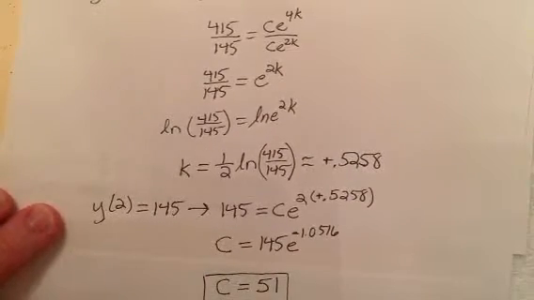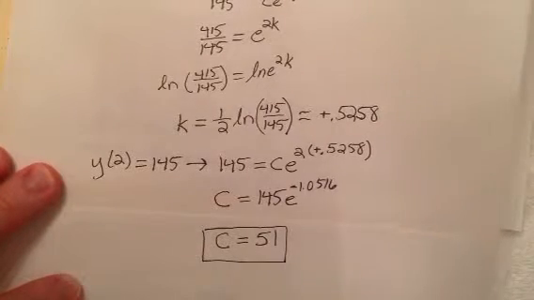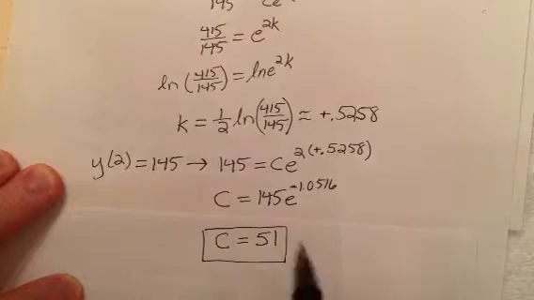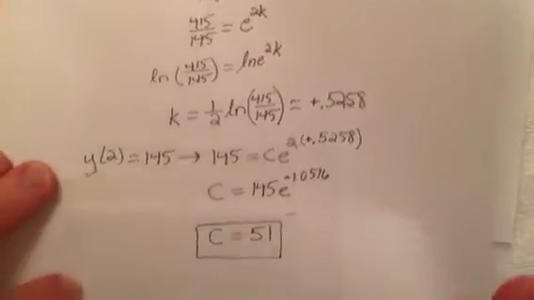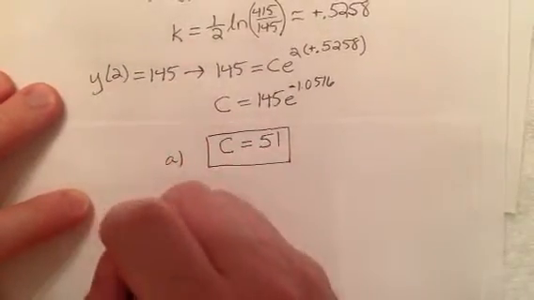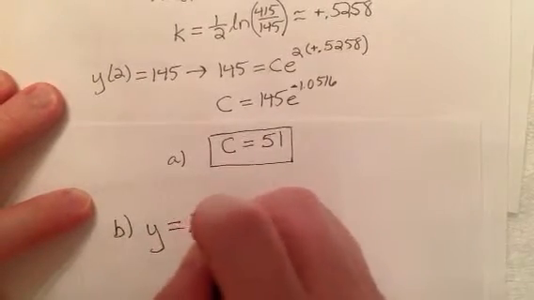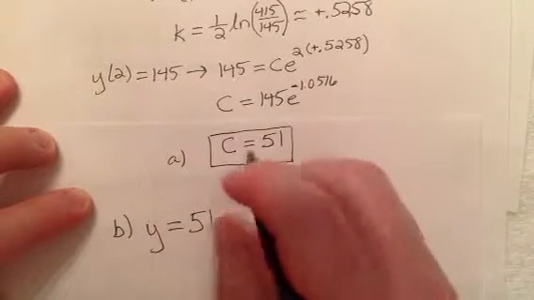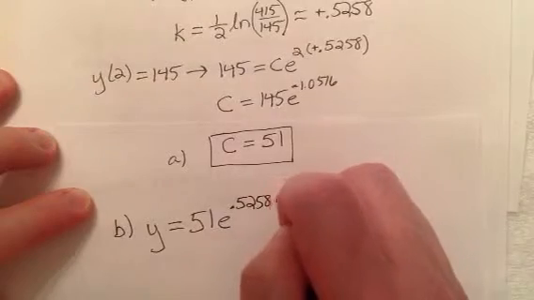Taking this to the nearest whole number as requested, the initial population is going to be 51. Now for an exponential growth model for the bacterial population, letting t represent the number of hours, again the initial population is 51, and k is 0.5258. For part B, it's going to follow that y is equal to 51 times e to the 0.5258 times t.